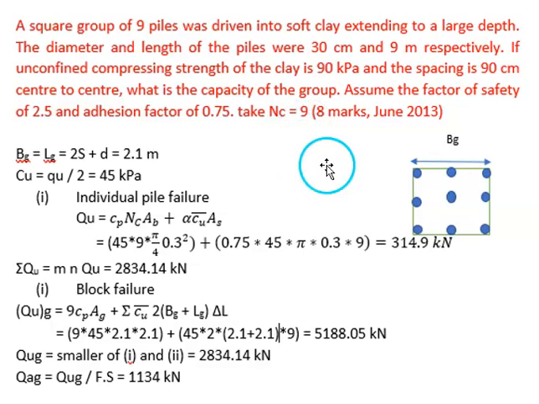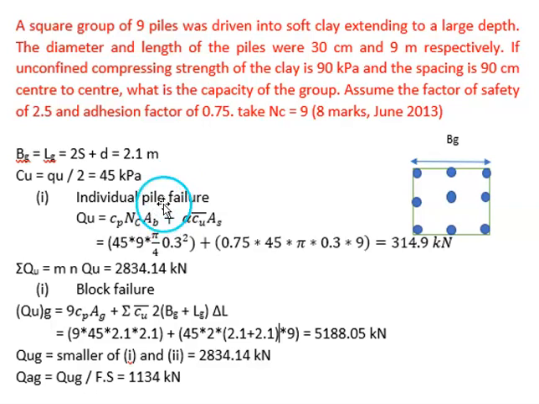So here also it is a square in section. There are 9 piles and the soil type is soft clay. Here the pile diameter is given as 30 cm and length is given as 9 meter. Here unconfined compressive strength is given, so cohesion of soil equals unconfined compressive strength divided by 2, which is coming as 45 kPa, and spacing is given as 90 cm center to center. So here we have to estimate the capacity of the pile group.